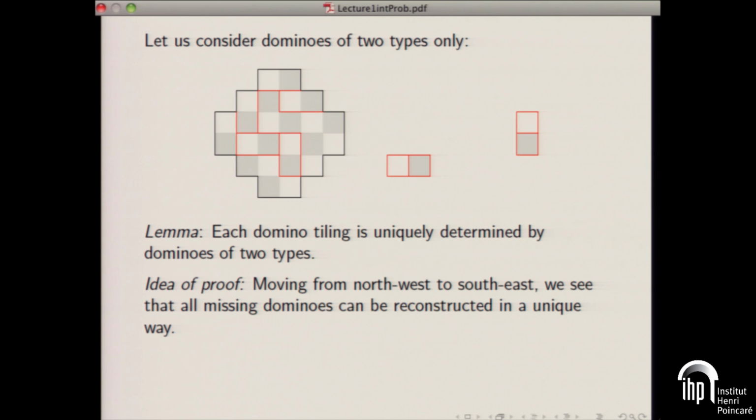Does this work also if you take the other vertical one? Yeah. So this choice of two domino types is actually irrelevant. We can just take any two types, and we will have the same statement. So probably I will need to move not from northwest to southeast, but in this direction or in this direction. But other than this, nothing will change.